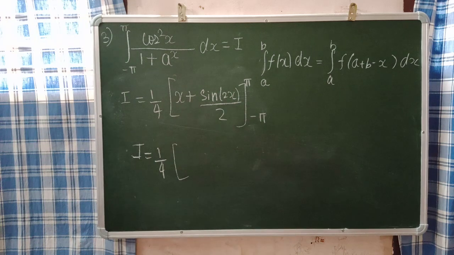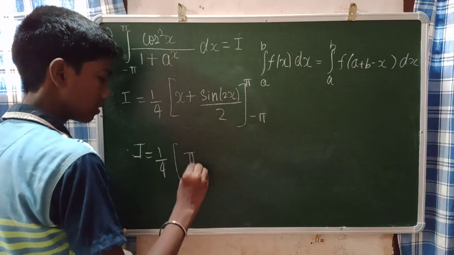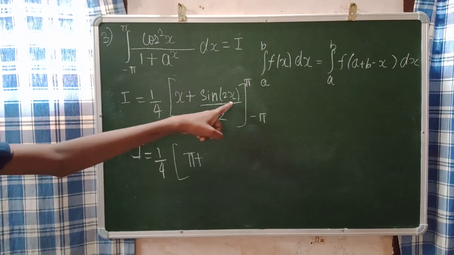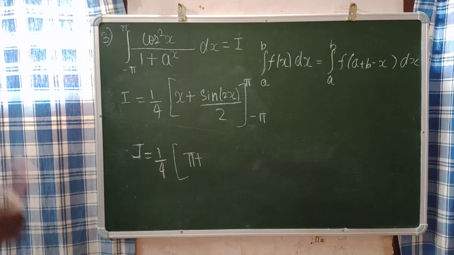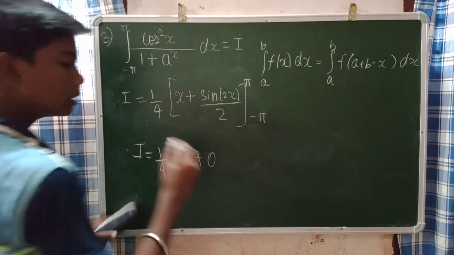First put x as pi. When you put x as pi, I will get pi plus sin 2x by 2. When I put x as pi, I will get sin 2 pi by 2. Sin 2 pi by 2 is what? 0. Sin 2 pi by 2 is 0.